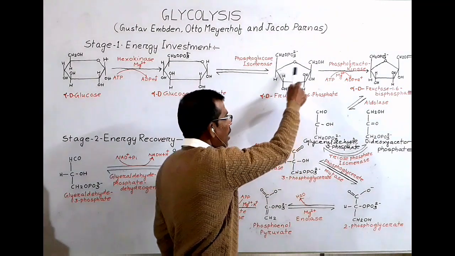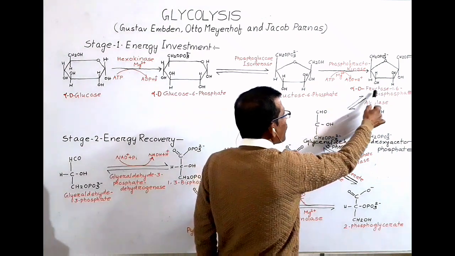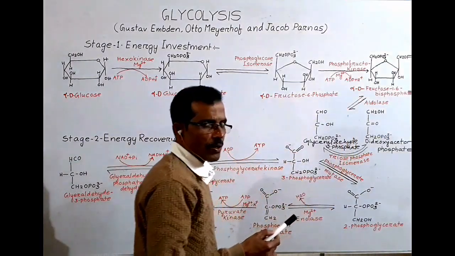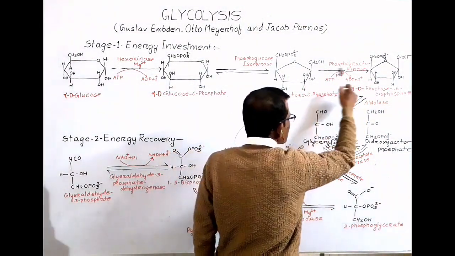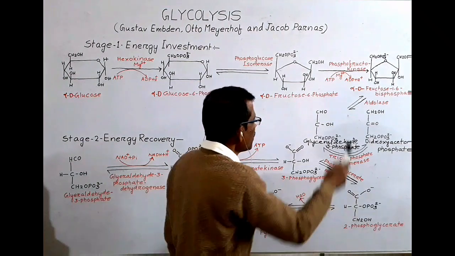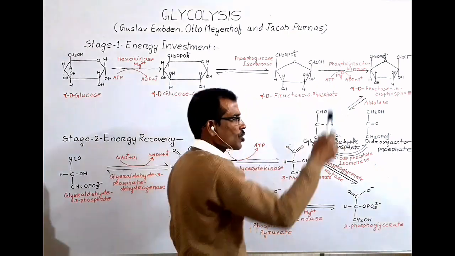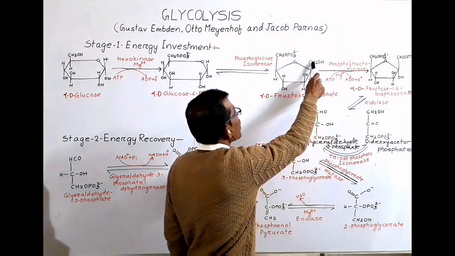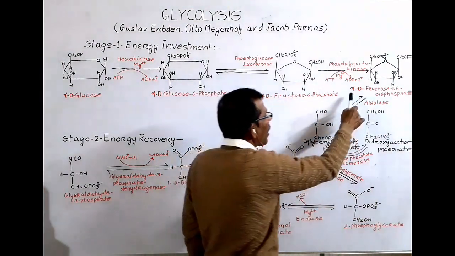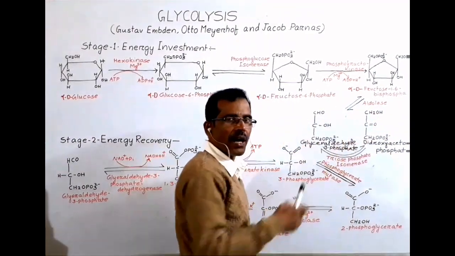In step 3, alpha-D fructose 6-phosphate is phosphorylated to form alpha-D fructose 1,6-bisphosphate using ATP as the phosphate group donor. This reaction is essentially irreversible and is catalyzed by another inducible enzyme, that is phosphofructokinase, which catalyzes the transfer of a phosphate group from ATP to the carbon 1 of alpha-D fructose 6-phosphate, thereby producing alpha-D fructose 1,6-bisphosphate.